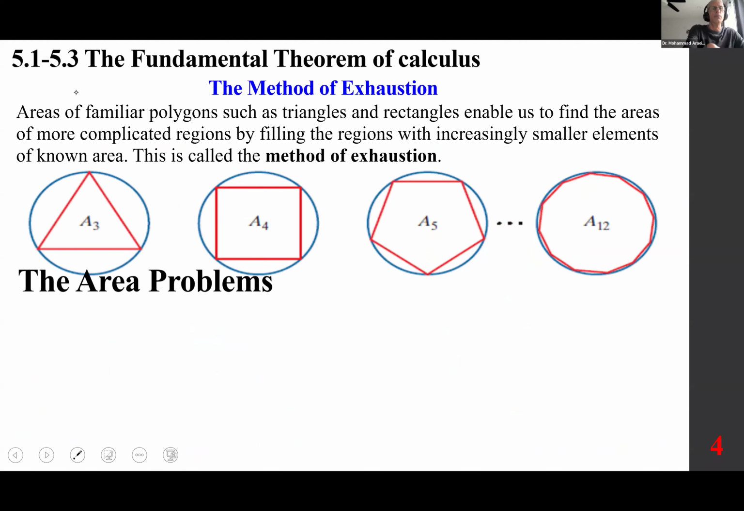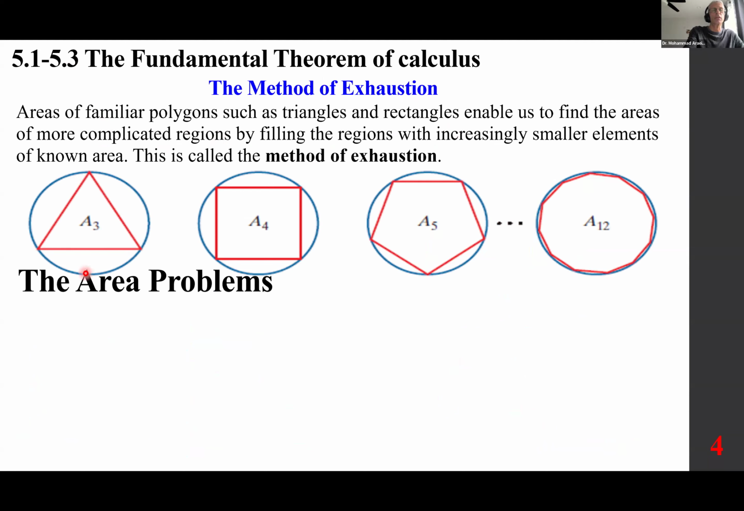Now, 5.1 to 5.3, the fundamental theorem of calculus, the method of exhaustion. Areas of familiar polygons, such as triangles and rectangles, enable us to find the areas of more complicated regions by filling the region with increasingly smaller elements of known areas.